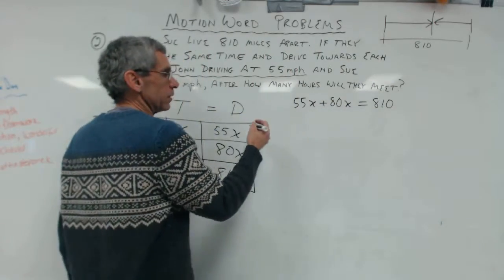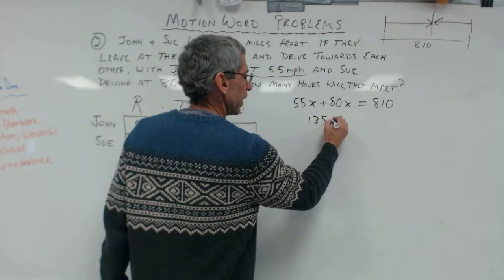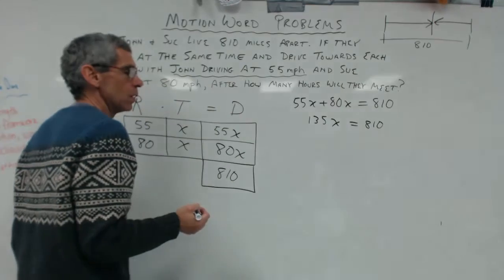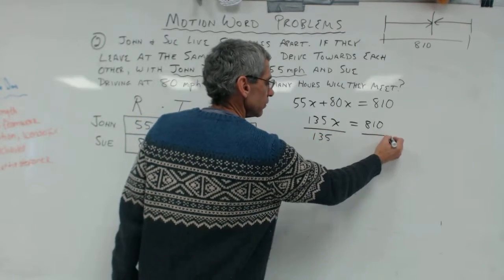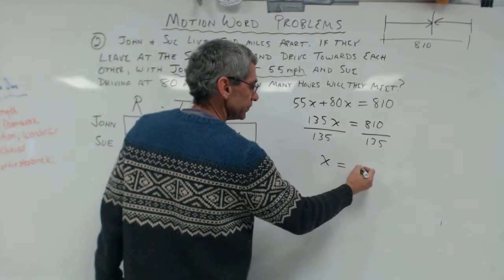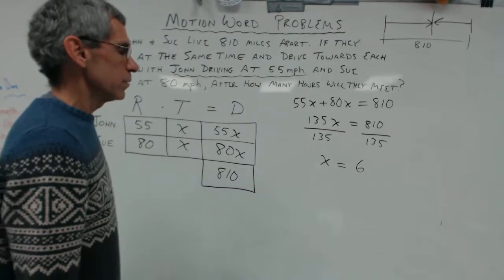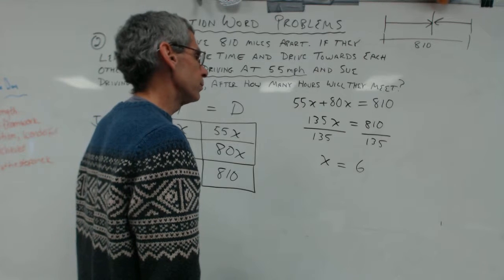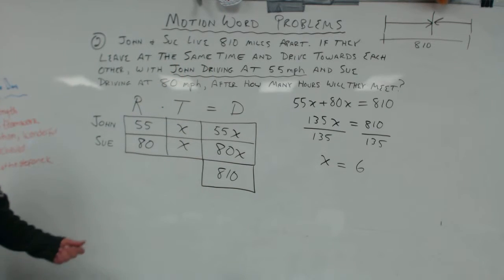So now we're going to add them together. What is 80 plus 55? 135. Thank you. 135x equals 810. Divide by 135. X is equal to 6. Is it really? Yeah, you got it right. Great. So what's my final answer?